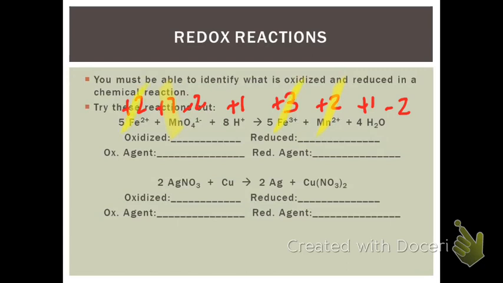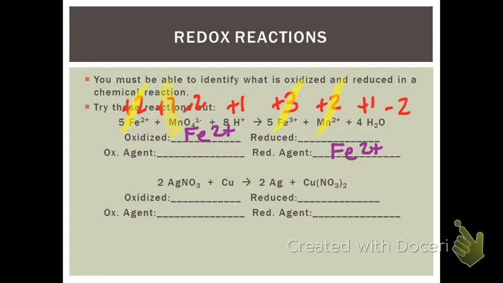Now, one of them has been oxidized, one of them has been reduced. Remember, we always write it in terms of the reactants, what has been oxidized, what has been reduced. So here, the iron went from +2 to +3. Since its oxidation number went up, it has been oxidized. So Fe2+ was oxidized, which means that it is the reducing agent.